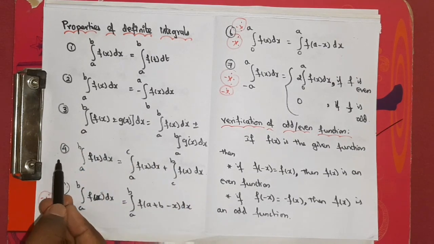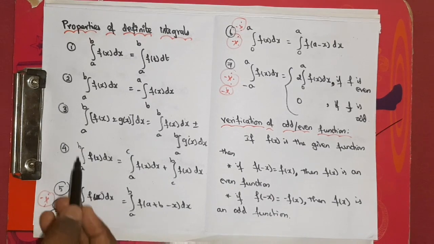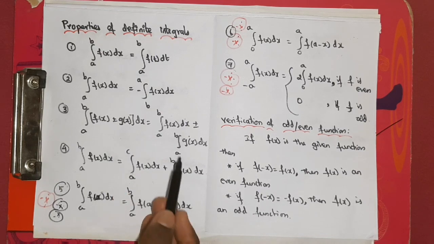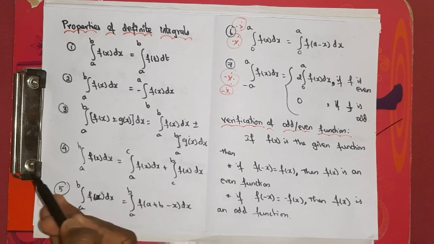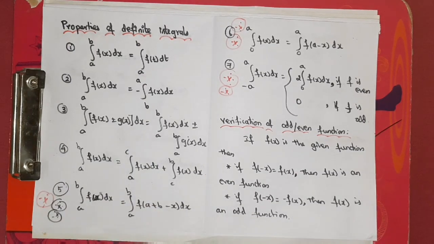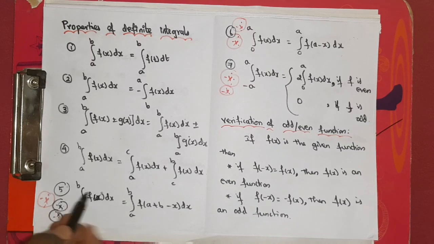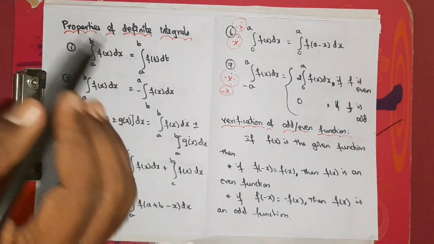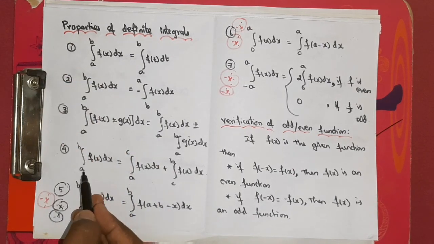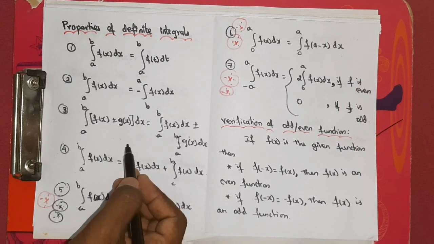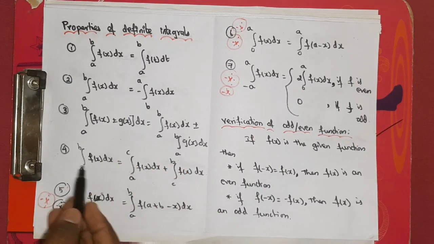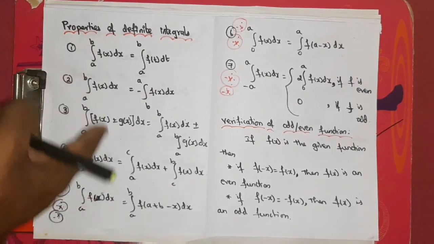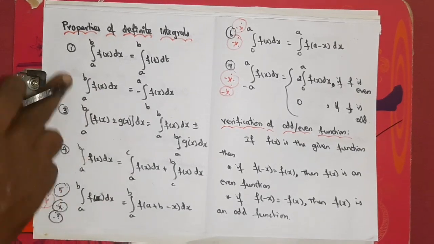Next is property number 4: integral a to b f of x dx equals integral a to c f of x dx plus integral c to b f of x dx. How to understand this? It's very simple. Suppose I ask you to integrate from 1 to 5. If you choose a number 3 between 1 and 5, then instead of integrating from 1 to 5, you can do 1 to 3, then 3 to 5. This property also will be used in exercise 3.1. These two properties will be highly useful for us in the next chapter.